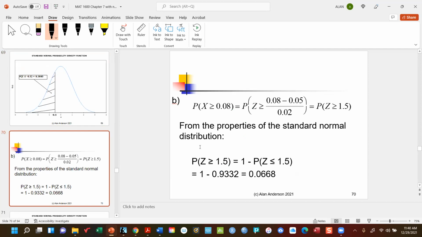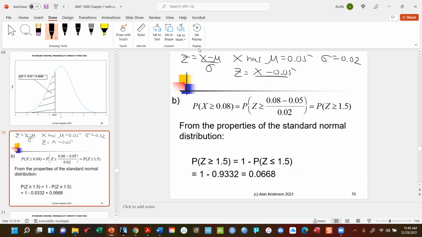All right, now how about greater than or equal to 0.08? Now this one's a little trickier because it's a greater than or equal to problem, but no, it is not difficult at all because remember, we're just applying this formula. And because X has a mean of 0.05 and standard deviation of 0.02, this Z formula will actually become X minus 0.05 over 0.02, which you can see right here. Since this time the value of X is 0.08, this is equivalent to saying what's the probability that Z is greater than or equal to 1.5.